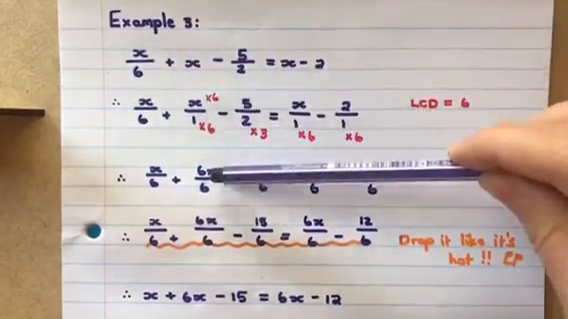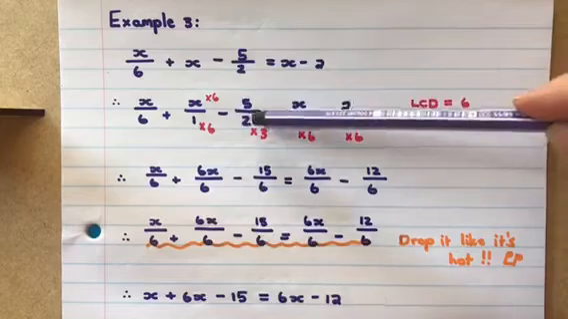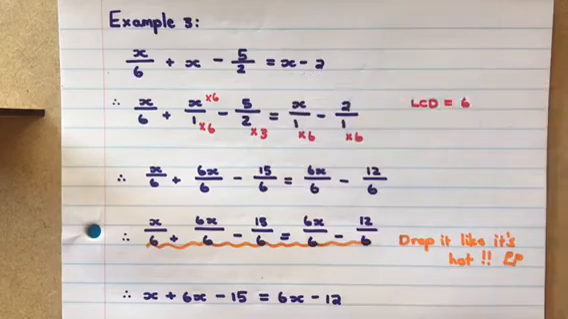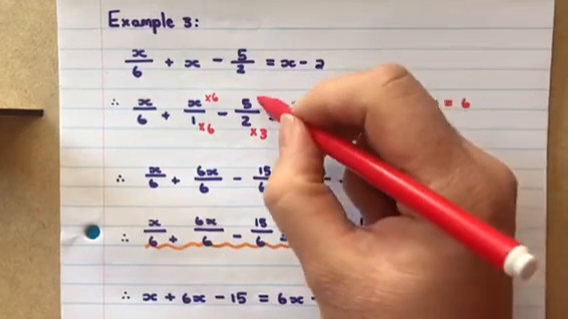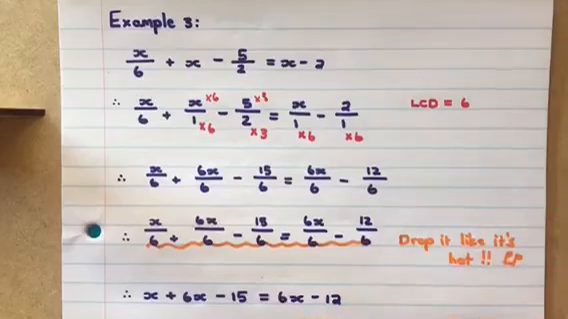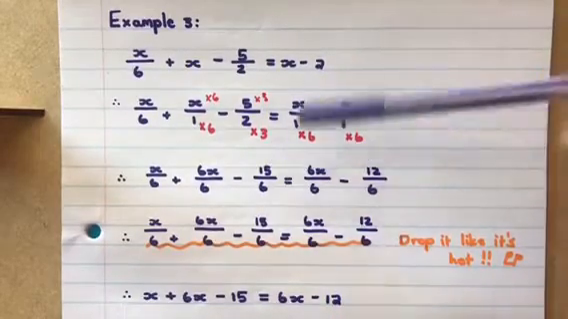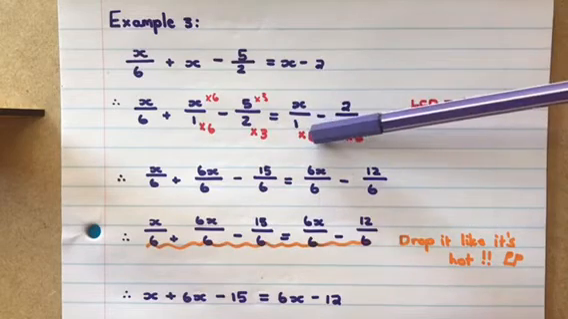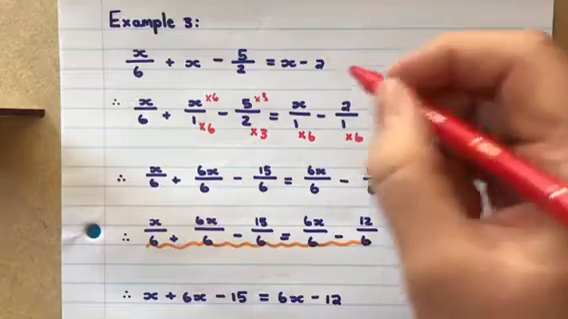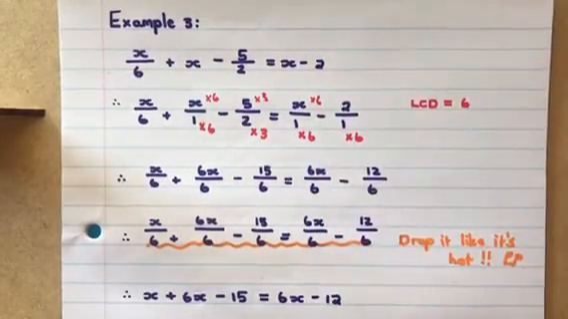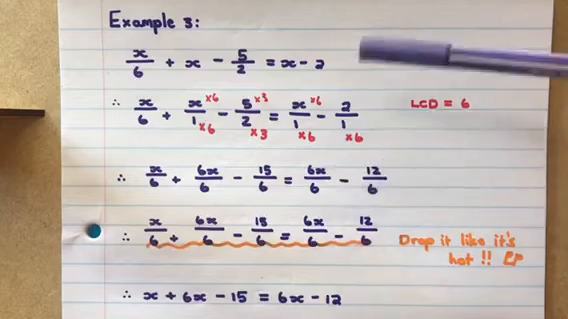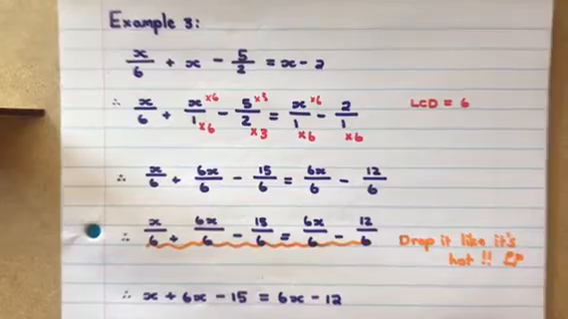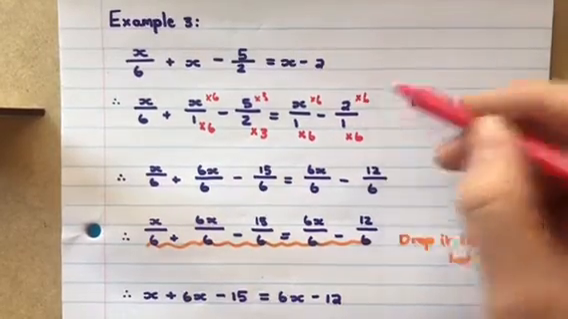So x times 6 is 6x. Minus, how did I change that 2 into a 6? I times it by 3. But very important, what I do at the bottom, I have to do on top. So 5 times 3 is 15, is equal to x over 1. How did I get that 1 to a 6? I times it by 6. What I do at the bottom, I have to do on top. And x times 6 is 6x. Minus 2 over 1. How did I get from that 1 to a 6? I times it by 6. What I do at the bottom, I have to do on top.